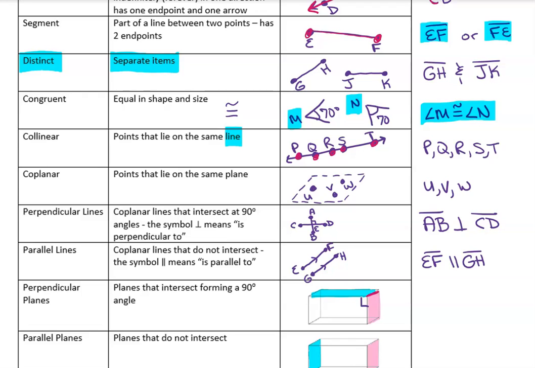Coplanar are points that lie on the same plane. That's the main word right there, is plane. So all of these points, U, V, and W, are all in that same two-dimensional plane, so we call them coplanar. Perpendicular lines are lines that intersect at a right angle.